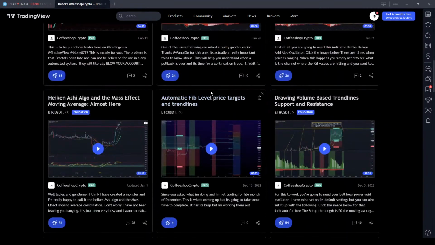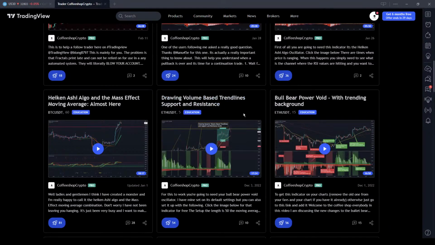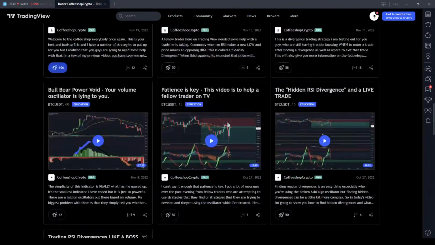There's a couple of private ideas that I put on here, and they're locked, and it's just pointless for them to be here on the screen.